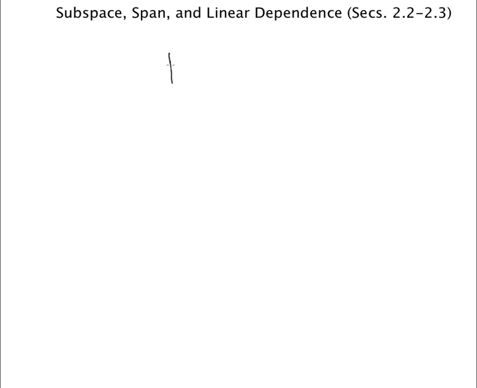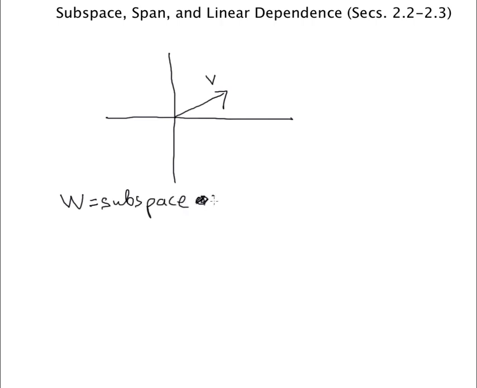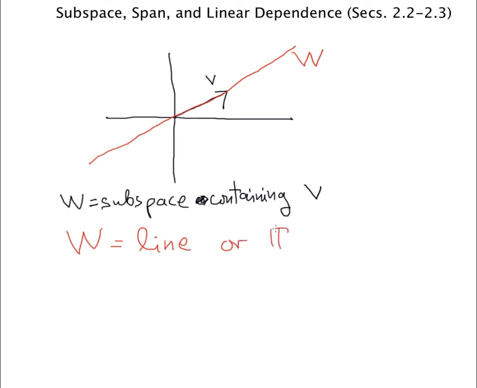Suppose you are in R2, and you gave me a single vector v, and said, please find for me a subspace of the vector space containing that vector v. So what I want is W to be a subspace which has v in it. Well, the obvious one is just the straight line through v. You can take that to be W. So you could take W to be the line through v. But you could also take it to be all of R2.